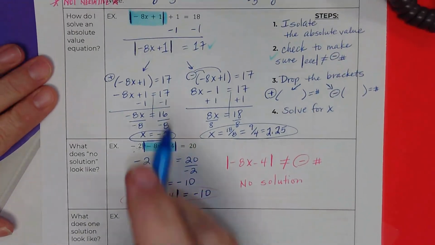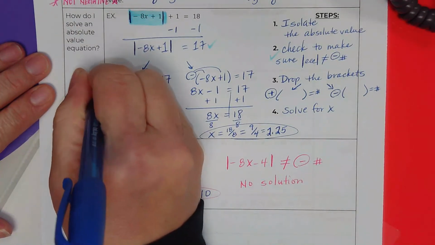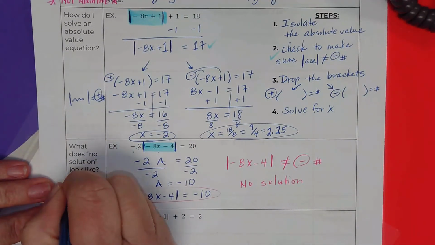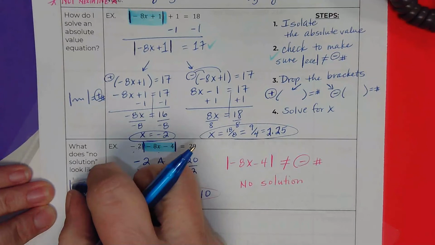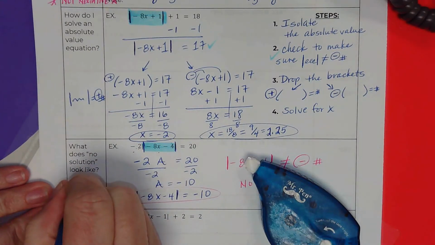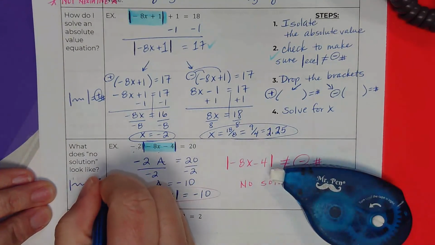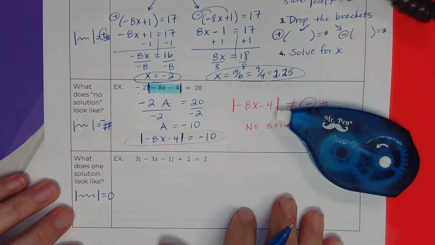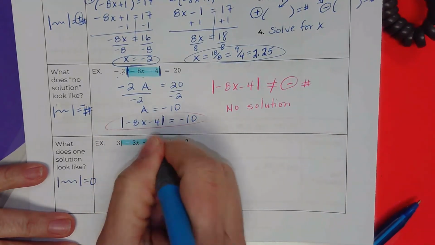So here I've got absolute value of something equals a positive number. I get two solutions. I have absolute value of something equals a negative number, and that's no solution. And then absolute value of something equals 0, that's one solution. So go on your merry way isolating, just like we've been doing.